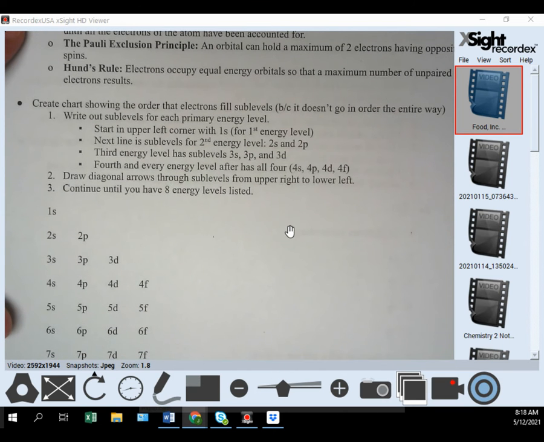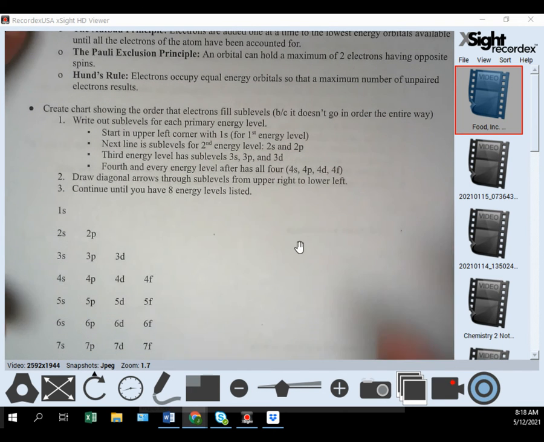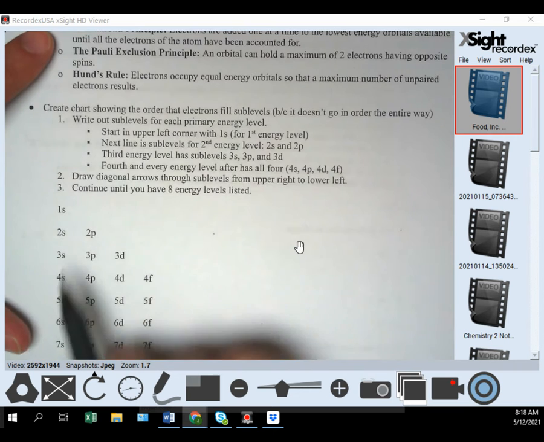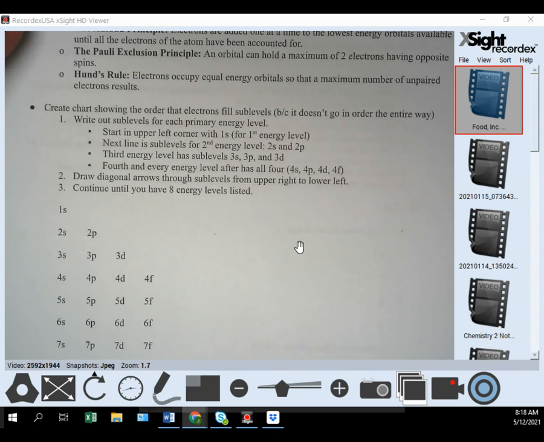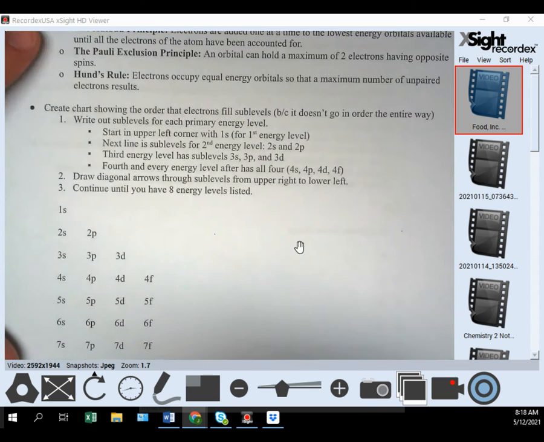The first thing we're going to do is create a chart showing the order that electrons fill the sublevels, because it doesn't go in order the entire way. It would be really nice if it went 1s first, then 2s, then 2p, then 3s, 3p. That would be really great. Unfortunately, it doesn't go like that. So we create a little chart that we can use to know the order they fill.